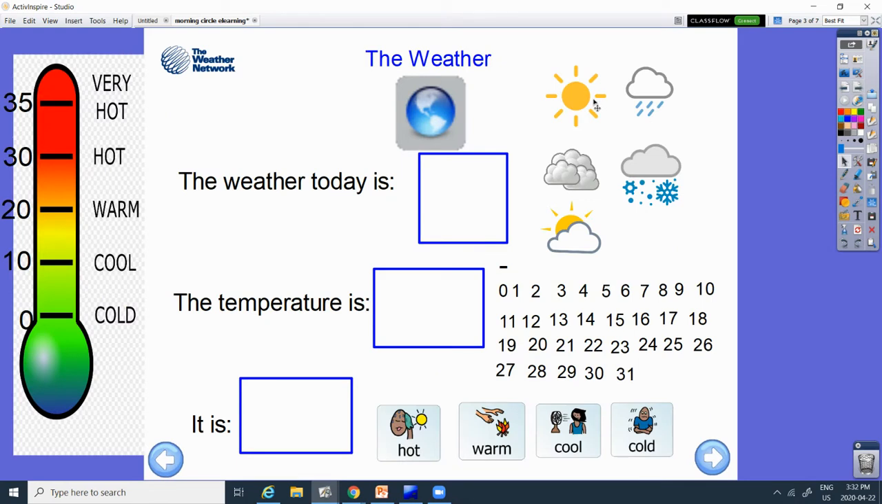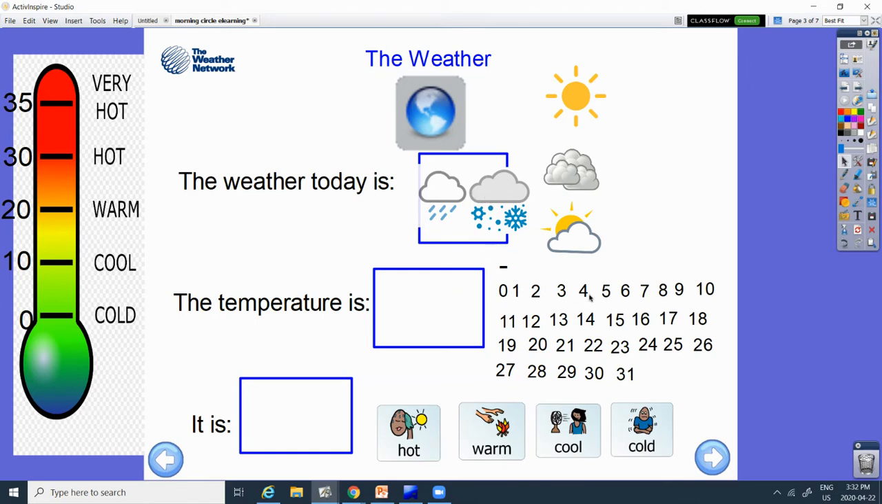The weather. All right, let's see. What is the weather going to be today? Maybe you can look outside your window, see what the weather is out where you are. Where I am, it says it's going to be a mix of rain and, oh no, snow. So a rain and snow mix.